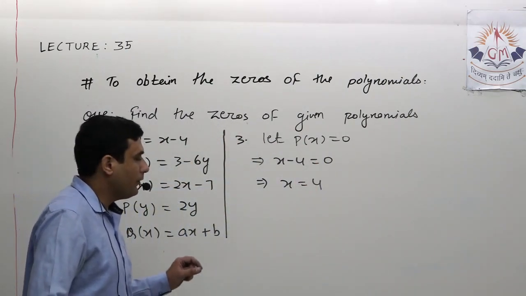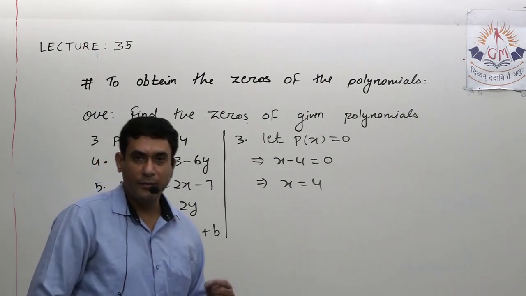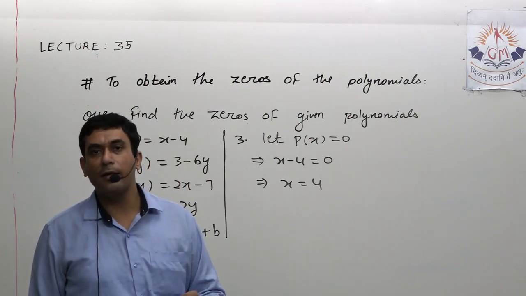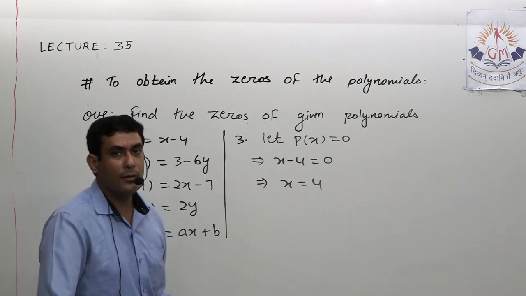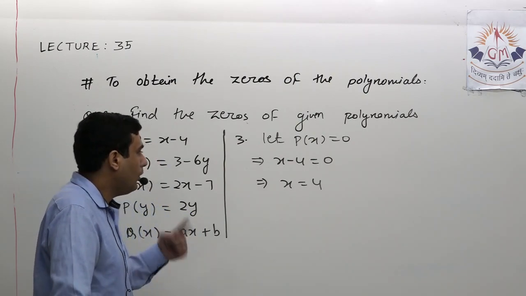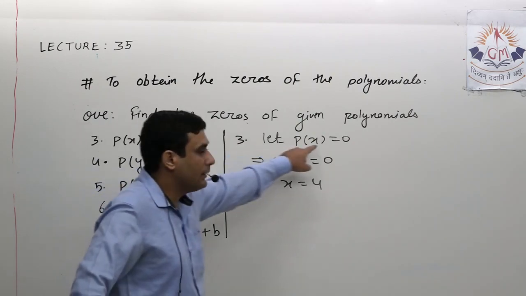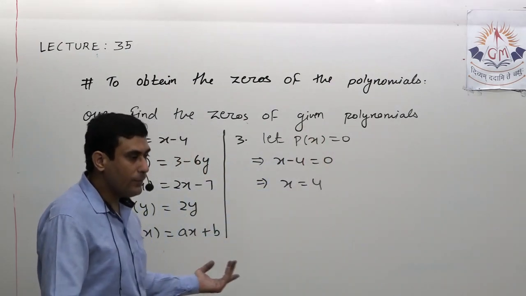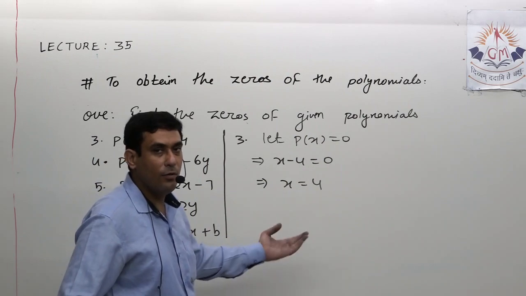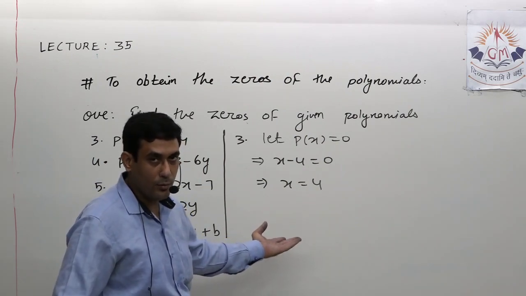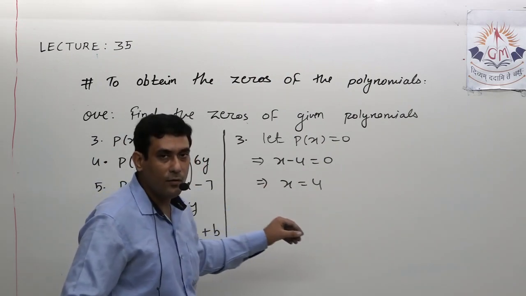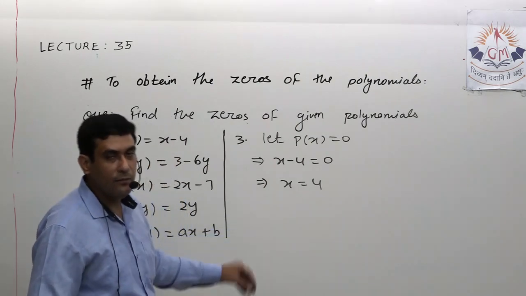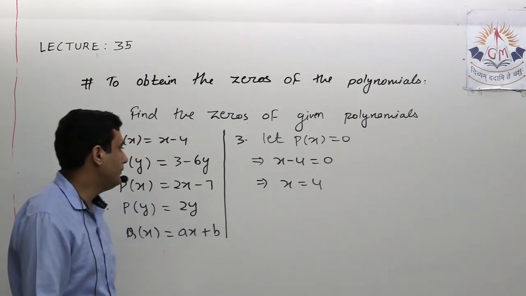So whenever you have to obtain the 0 of the polynomial, whether it is linear, quadratic, cubic, biquadratic or any other polynomial, you have to always start with this. Let the given polynomial equal to 0. Then next step you have to try to get the value of the variable, that is x over here, and that value of the variable will definitely be the 0 of the polynomial.